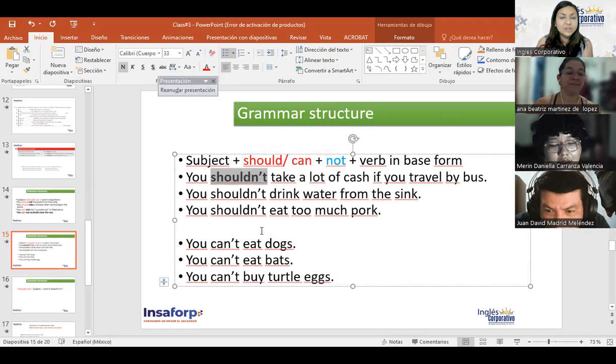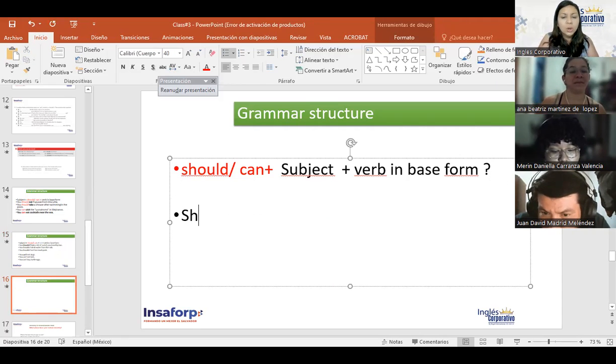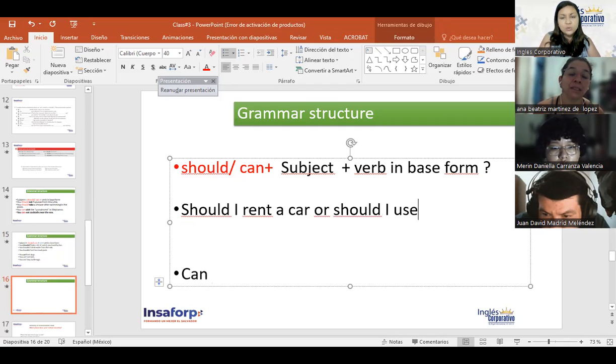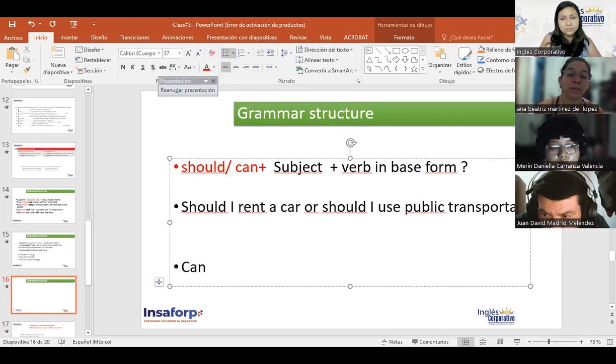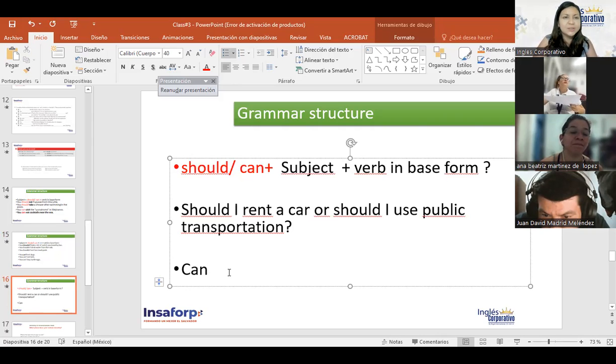So we have the contracted forms shouldn't and can't, right? Now in questions, it's very easy because the only thing we have to do is to put should or can at the beginning. For example, should I rent a car or should I use public transportation? Should I stay in a hotel or should I rent a house?